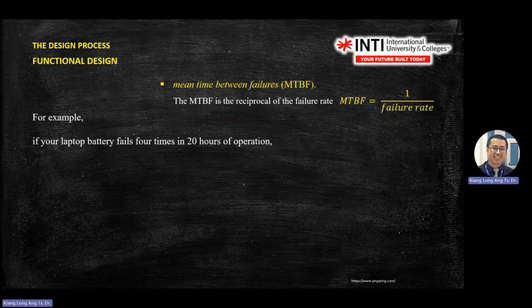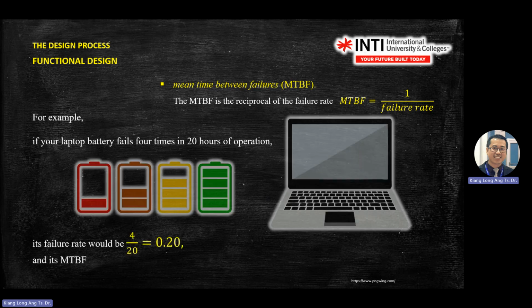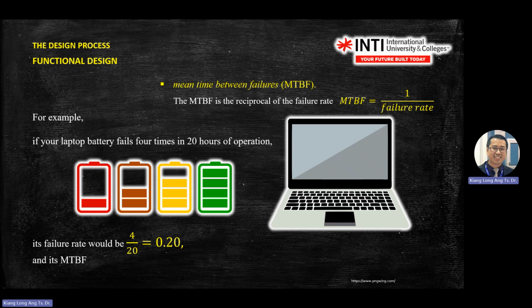For example, if your laptop battery fails 4 times in 20 hours, the failure rate will be 4 divided by 20, so it'll be 0.2 per hour. You inverse this value: 1 over 0.2 will be 5 hours.